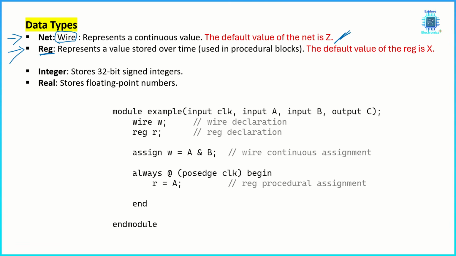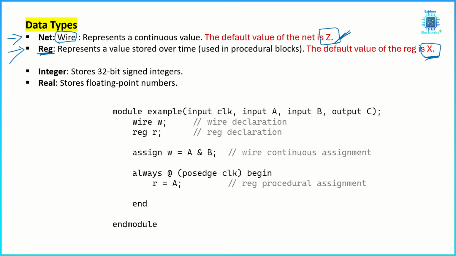If you represent a register, it will be used to store a single bit of value over time, and we are going to use these registers in a procedural block, that is in always and initial blocks, and the default value of the register is X. This we need to remember carefully. X is the default value of a register type and Z is the default value of wire type or net type.